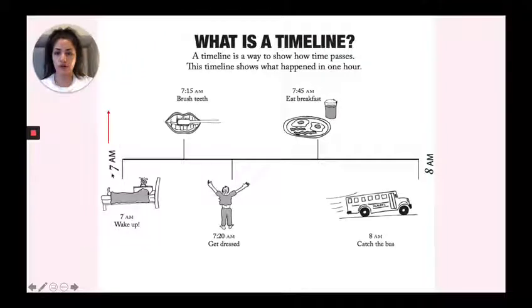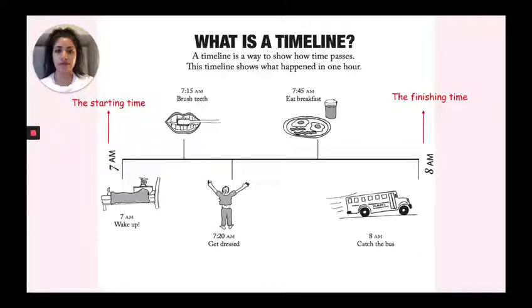So, on the left-hand side of the timeline is where we start, the starting time. This is where the timeline begins. And where it ends on the right-hand side is the finishing time. This is where the timeline finishes.